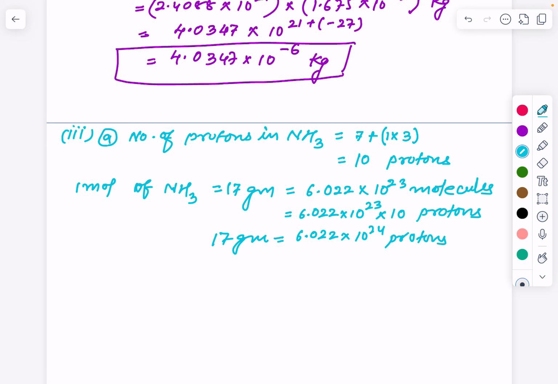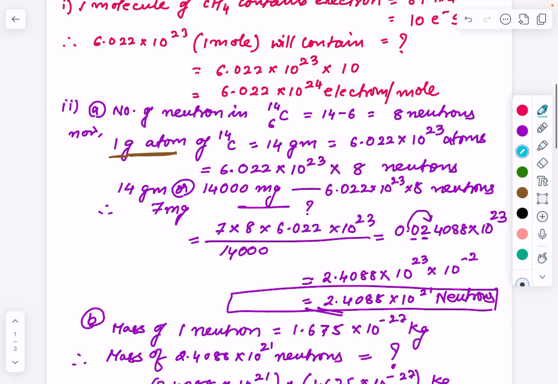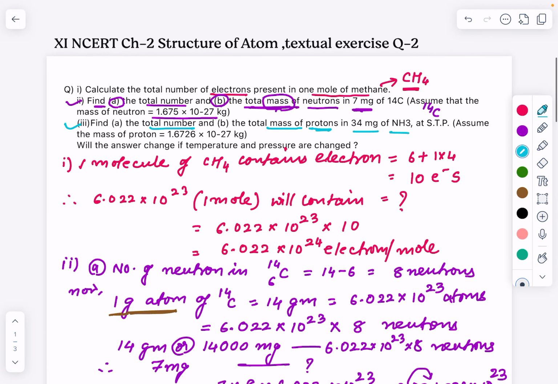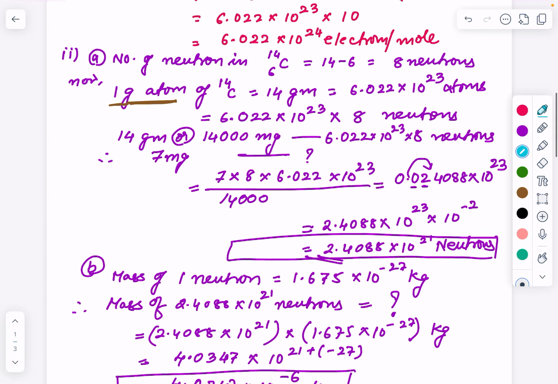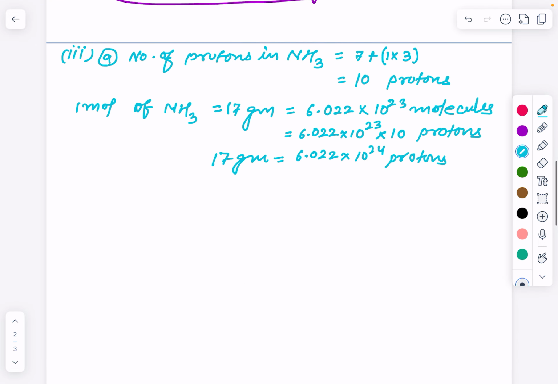Now how many grams are we given? Yes, we are given 34 milligrams. So let us try to find the number of protons now in 34 milligrams. As we have 17 grams, let us convert this 34 milligrams into grams. That comes out to be 0.034. Milli is 10 to the power of minus 3, so you just multiply this with 10 to the power of minus 3.